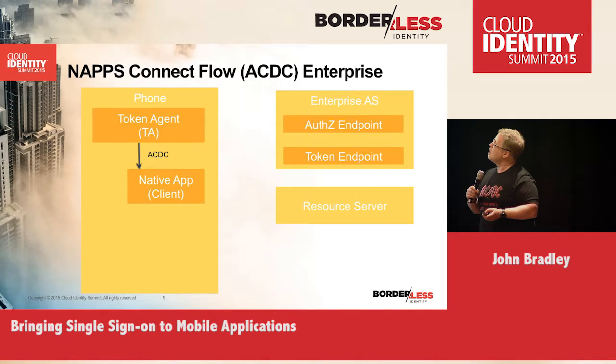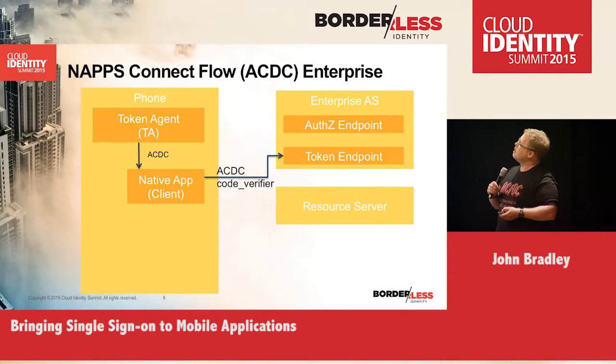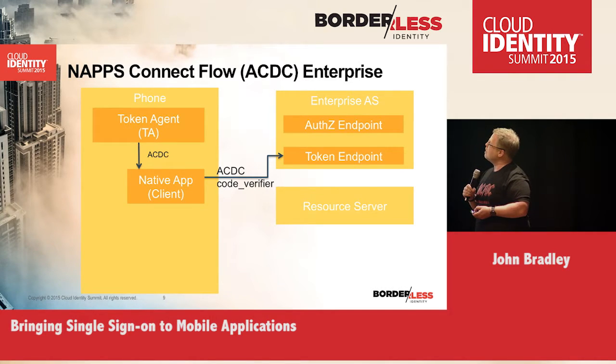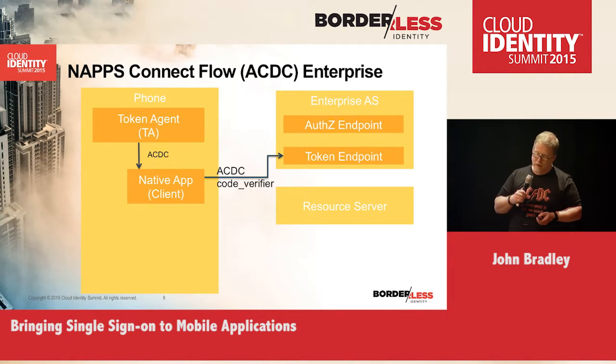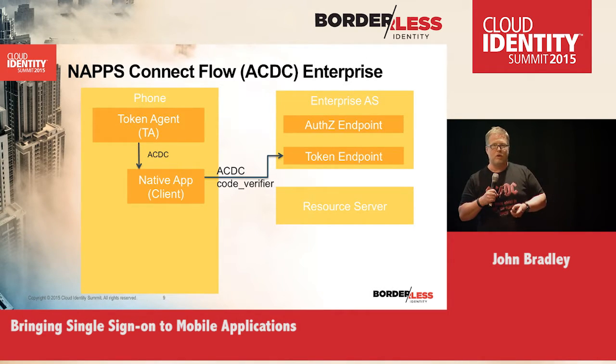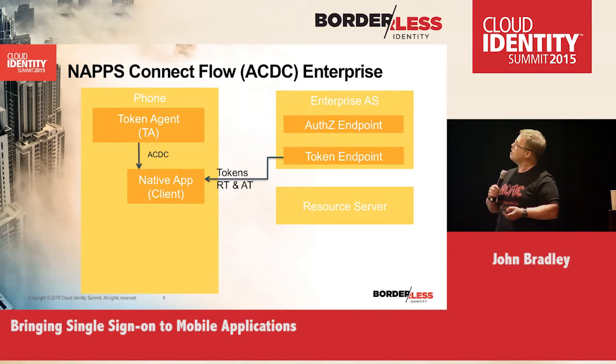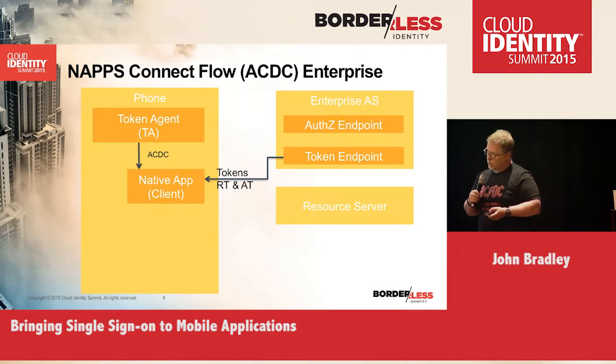Oops, go forward. So the native app gets the ACDC token back. It then uses the ACDC and the code verifier, which went with the code challenge, to talk to the token endpoint. So if another app had intercepted that reply, or even the request, it wouldn't be able to do anything with it, because only that app has the code verifier. And the token endpoint then returns refresh tokens and access tokens.